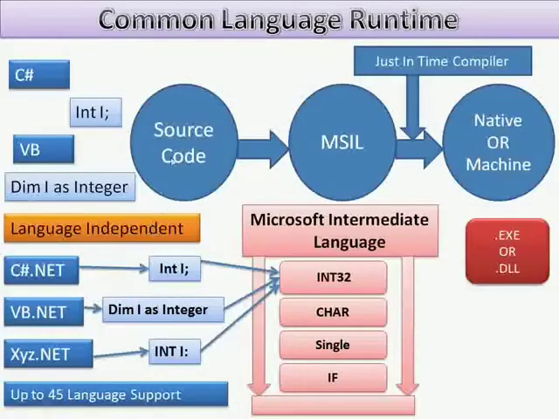After converting into MSIL, with the help of the just-in-time compiler, your MSIL code is converted into native or machine code. The format is .exe, which stands for executable output, and DLL, which stands for dynamic link library. So again, it is a two-step process. Your source code gets converted into MSIL, and MSIL gets converted into native or machine code with the help of the JIT compiler. Now if you split common language runtime, it is a common language for all languages, and runtime means execution. This is the functionality of your common language runtime.